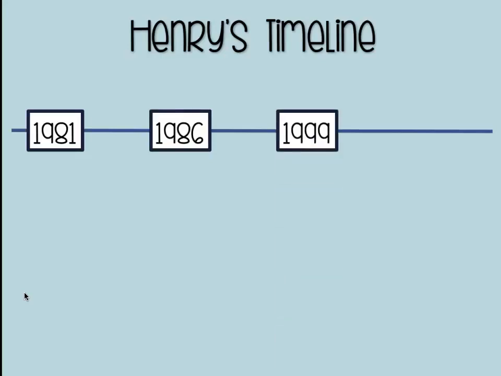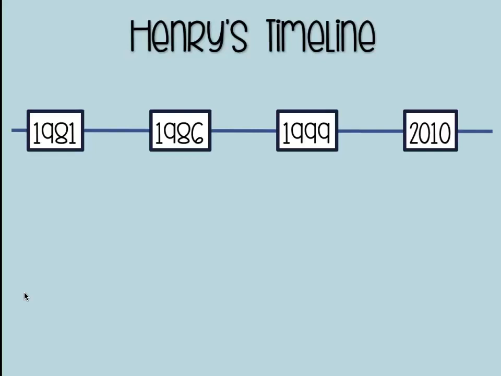1986, 1999, and 2010. Now, just like in a story, I want to start with the beginning and then go to the middle and then the end. So I started at the very beginning, 1981, and I worked my way through the events to 2010. Okay, so I put it in order on the line. And now what I want to do is I want to go back and think about the information about the events and add that to the timeline.